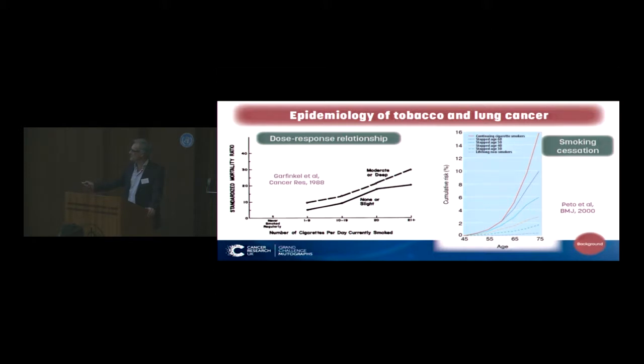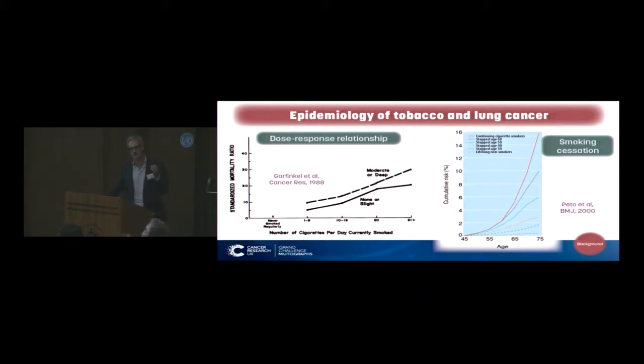one of the striking things is that the dose response relationship between the number of cigarettes smoked per day or pack years over the life and the incidence of lung cancer is a linear relationship, a linear dose response relationship, as shown here. And that's not necessarily what you would expect.